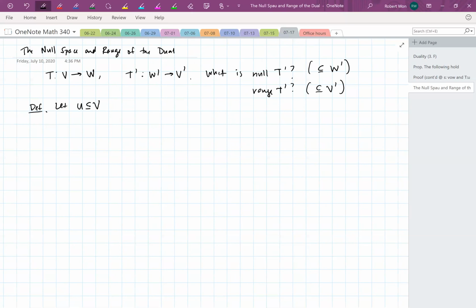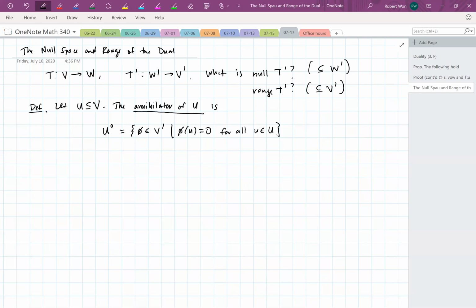Okay, so let's let U be any subset of V. Okay, so here I'm not requiring that U be a subspace. I'm just saying it's any subset. Okay, then the annihilator of U, the notation is U superscript 0, and it's all of the phi's in V dual such that phi of u equals 0 for all u in U.